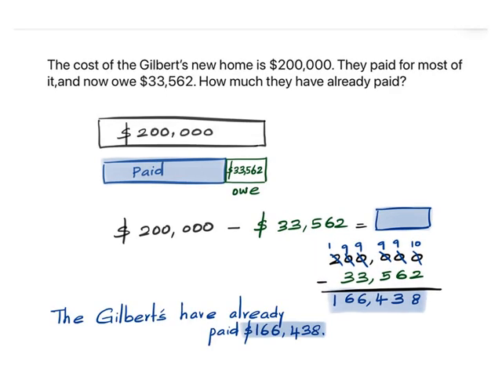Now we have to make a statement for this problem. How much have they already paid for that? The Gilberts have already paid $166,438.